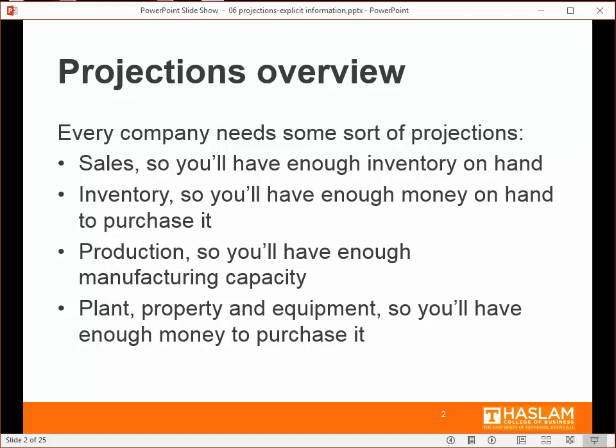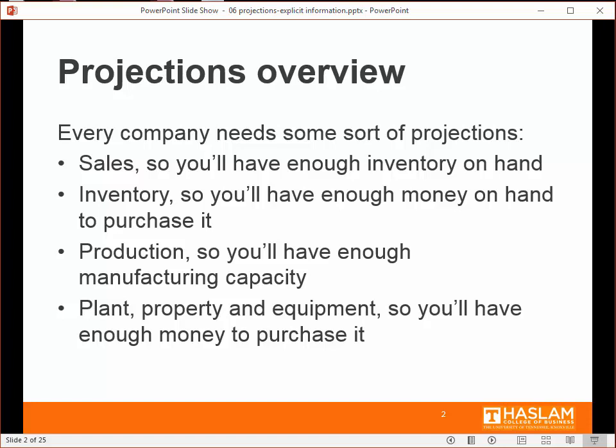They'll need to make sales projections and at least have a good idea of what they're expecting sales to be, so they'll have enough inventory on hand. They'll need to make projections of inventory, so there'll be enough money on hand in order to purchase the inventory. They'll need to have some idea about what their production will be so that they'll have enough manufacturing capacity, and they'll need to have an idea of how much plant, property, and equipment they'll need so that they'll have enough money to make sure that they can purchase any equipment that they need. So everything associated with these projections is really important for the company's operations.